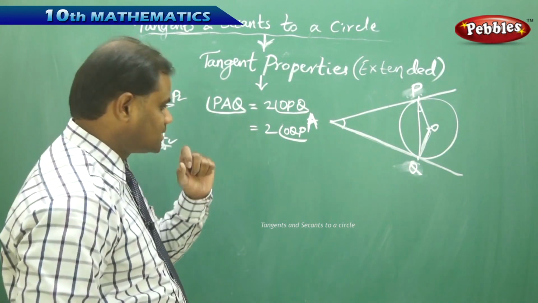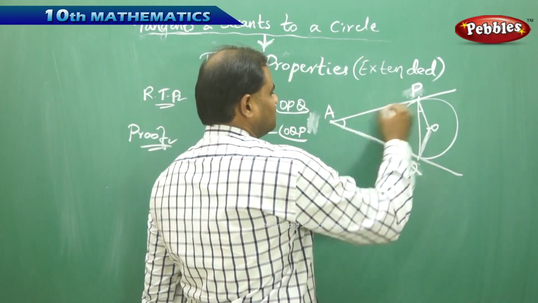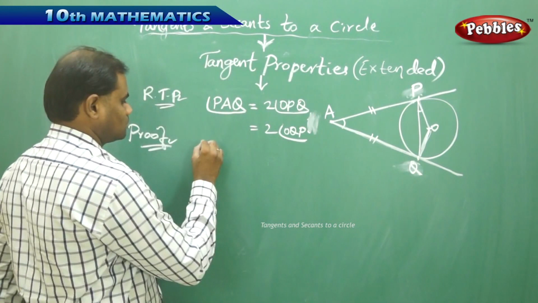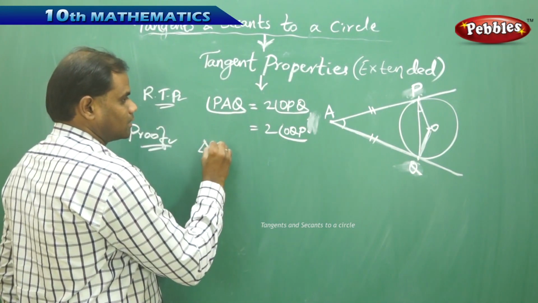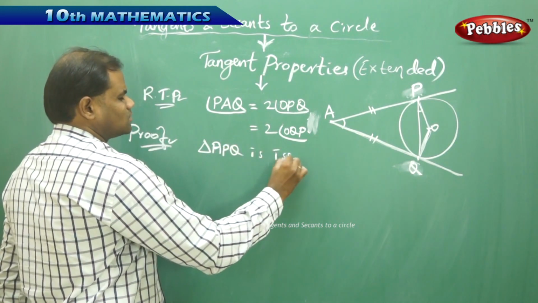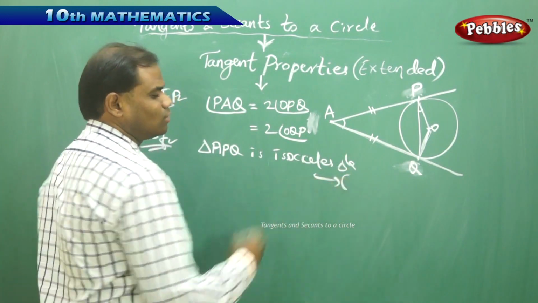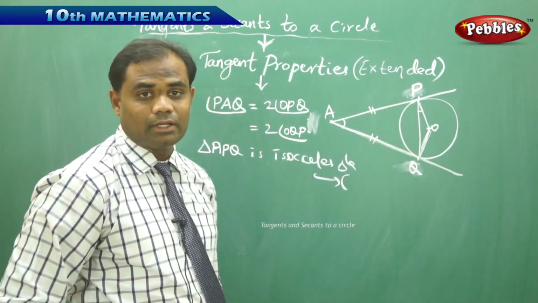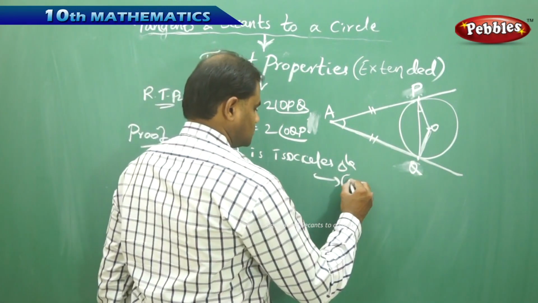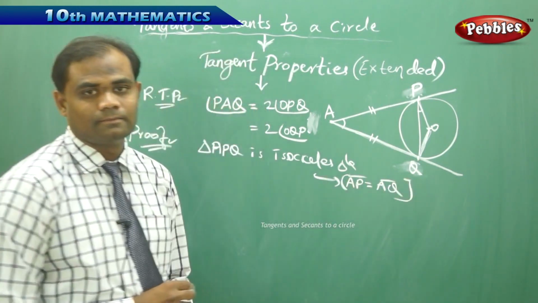So clearly I see that from A I have AP equals AQ. Therefore triangle APQ is an isosceles triangle because two of its sides AP and AQ are equal. APQ is clearly an isosceles triangle since AP is equal to AQ.